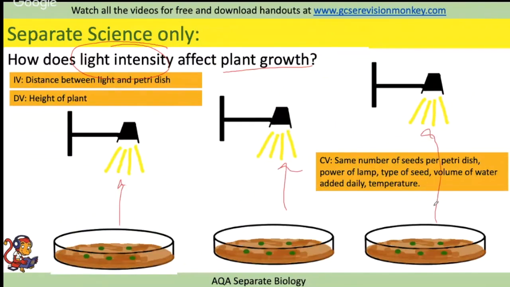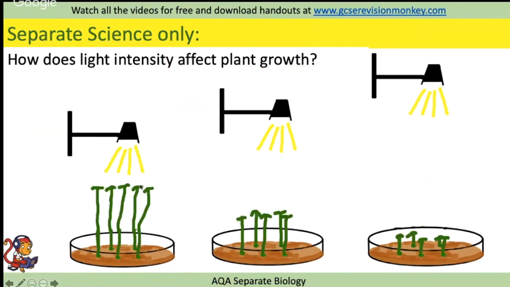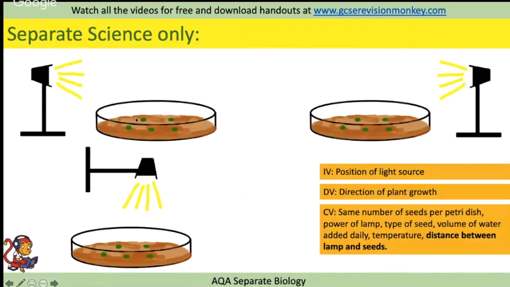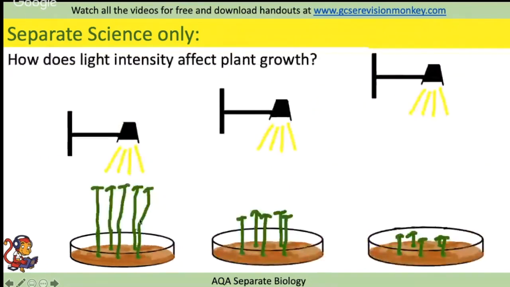And the important thing is control variables. So the same number of seeds per dish, the power of the lamp in this example specifically, the type of seed that you're using, the volume of water, and temperature, things like that, to keep constant. And you might simply measure the height of the plant and do some biological drawings to show the height of the plant. And you might get something like this. The higher the light intensity, the higher the plants grew.